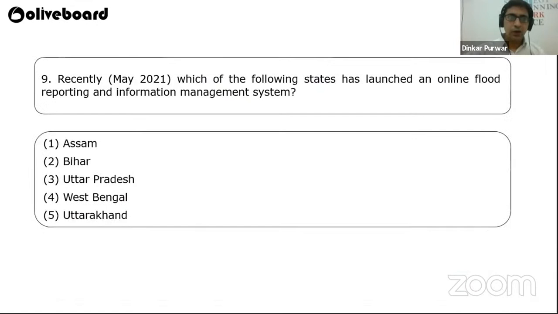So, question number 9. Recently, in May 2021, which of the following states has launched an online flood reporting and information management system? Whether it is Assam, Bihar, Uttar Pradesh, West Bengal, or Uttarakhand.